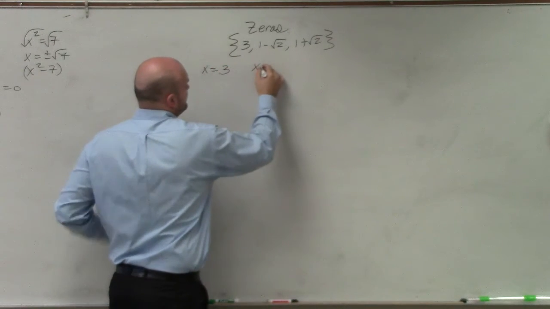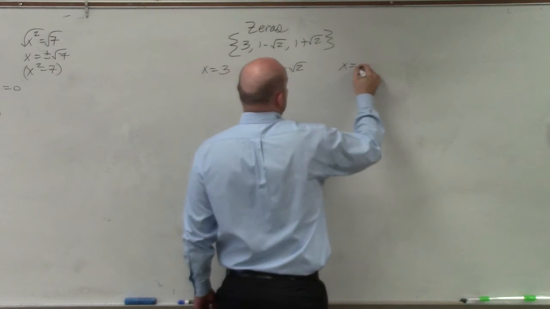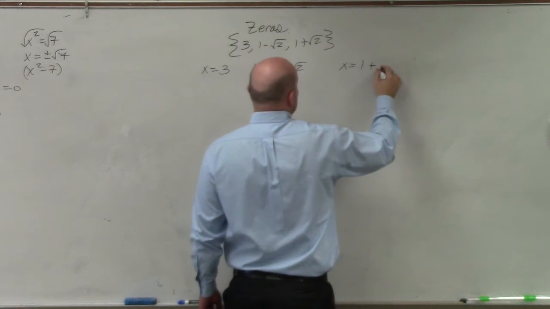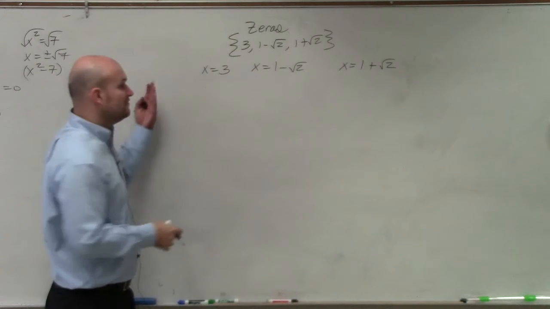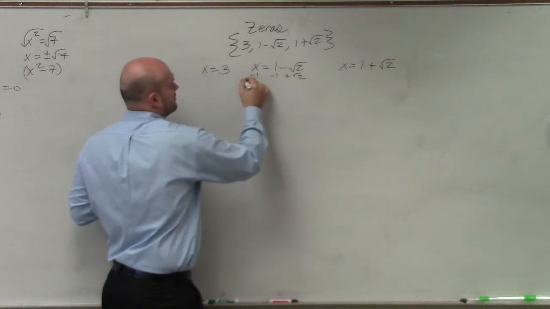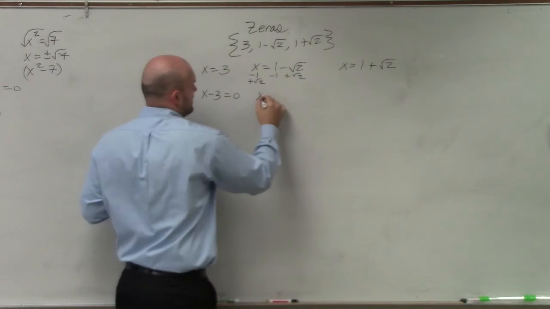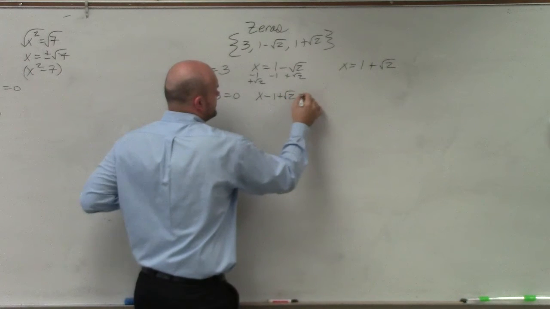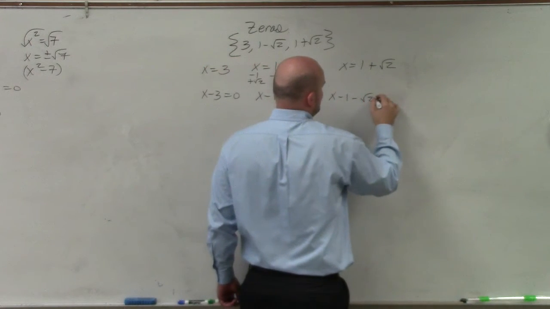X equals 3. X equals 1 minus square root of 2. Please follow me, because this is the one that's going to trip up the most amount of students. X equals 1 plus the square root of 2. Solve. So you subtract 1, add square root of 2. So you get x minus 3 equals 0, x minus 1 plus the square root of 2 equals 0, and x minus 1 minus the square root of 2 equals 0.